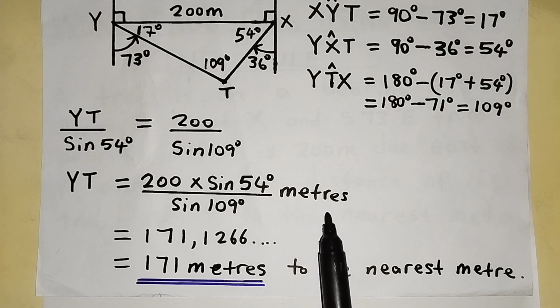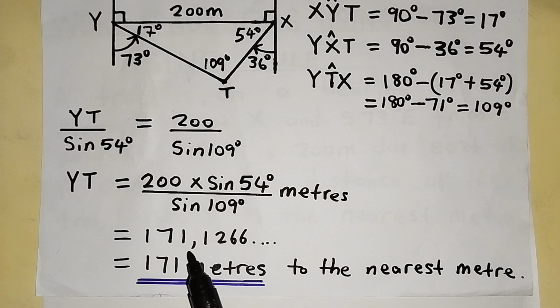It's now a length in meters. So it's finally 171.1266, which is equal to 171 meters to the nearest meter.